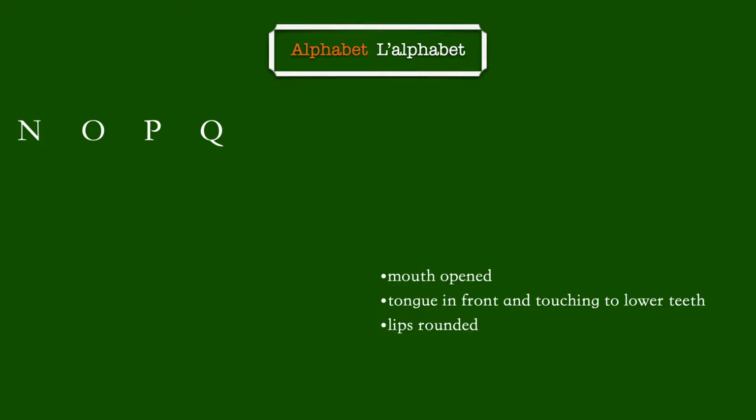The Q letter is the following one. The pronunciation of this letter in French is Q. For this letter, you need to have your mouth opened, your tongue touching your lower teeth and your lips rounded. Q.